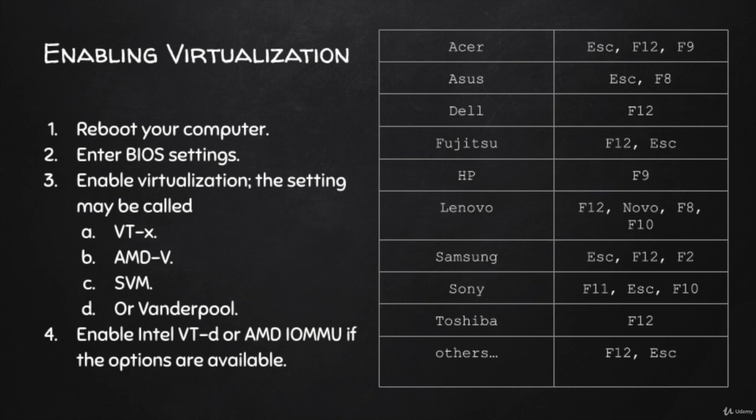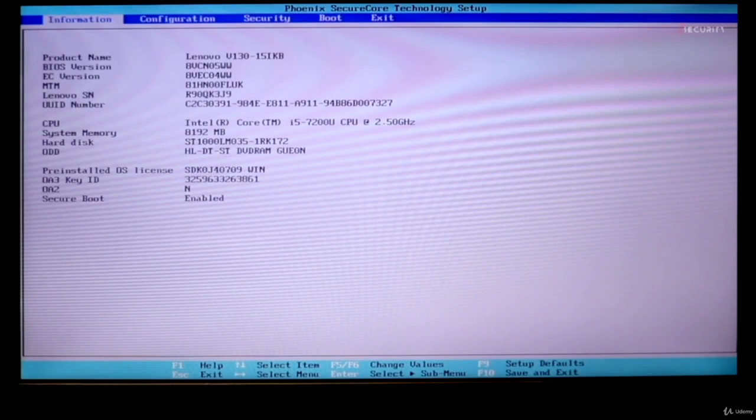So let me show you how to do this on a real computer. This is a Lenovo computer. Therefore, based on the table that I just showed you, I will need to press F2 as soon as I turn on this computer in order to enter into its BIOS settings. So first, I'm going to hit the power button to turn it on, and as it's being turned on, I'm going to keep pressing F2 to enter the settings. And perfect, as you can see, I am in the BIOS settings right now.